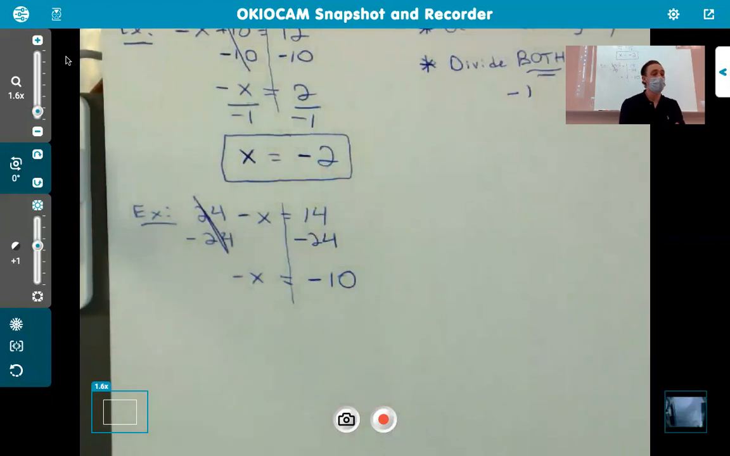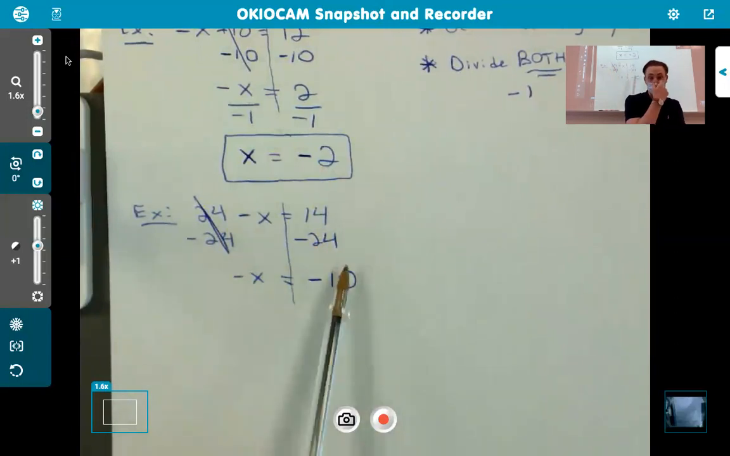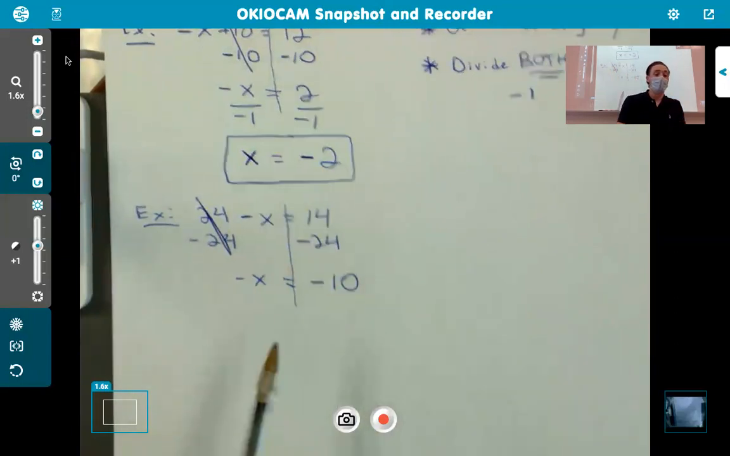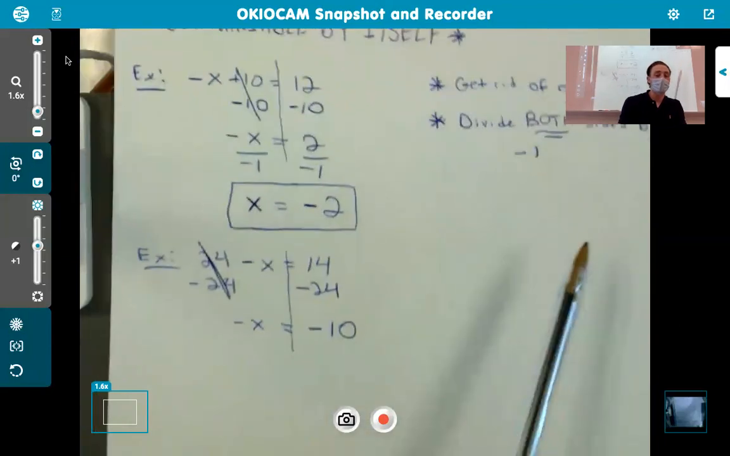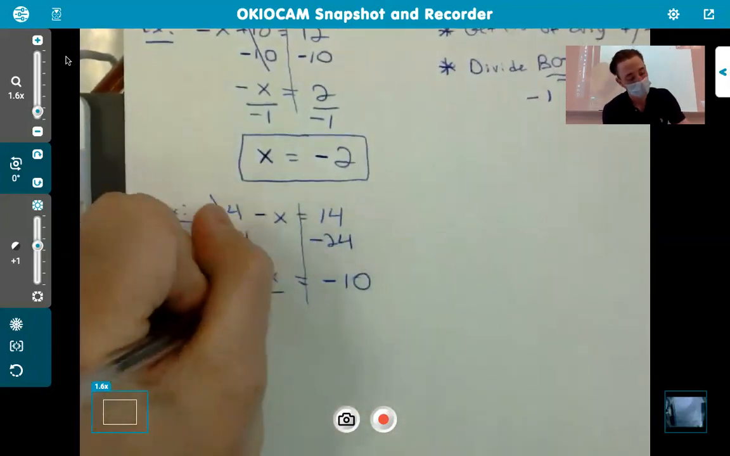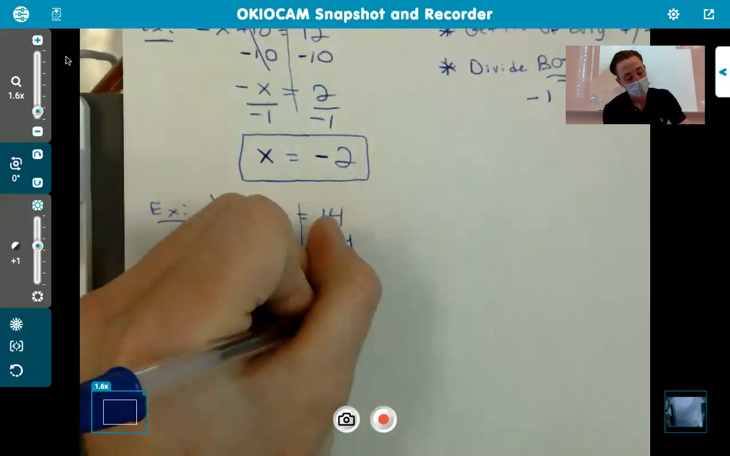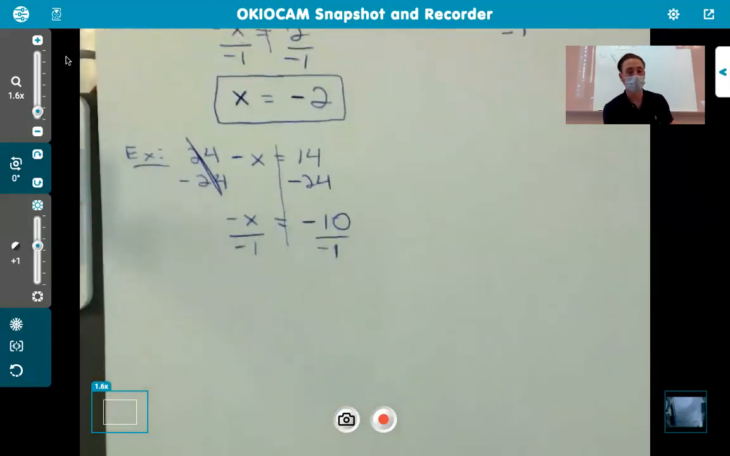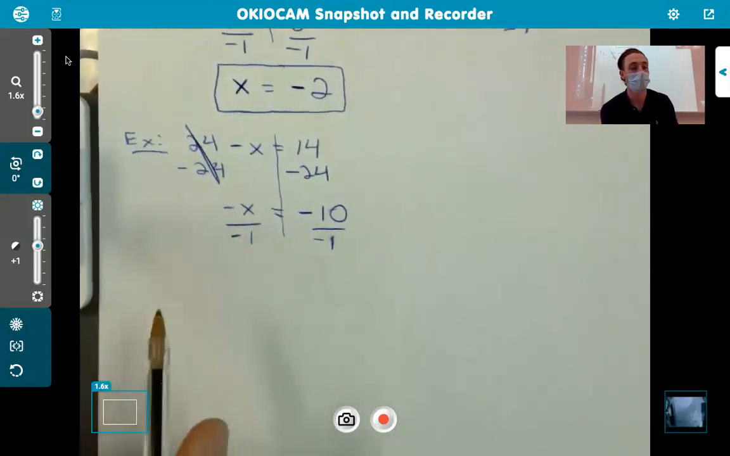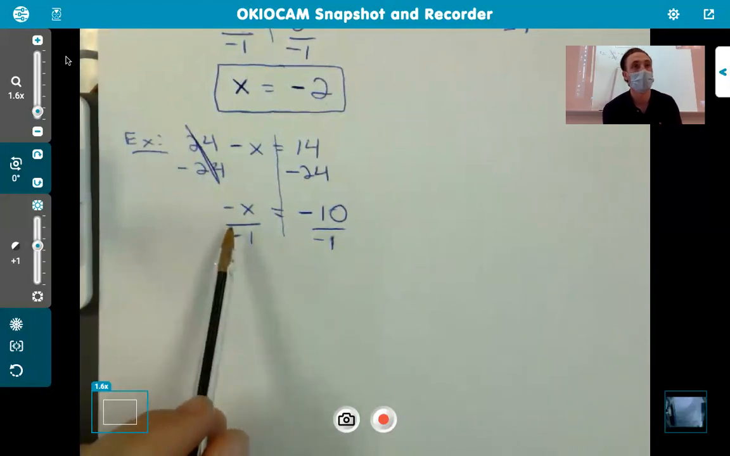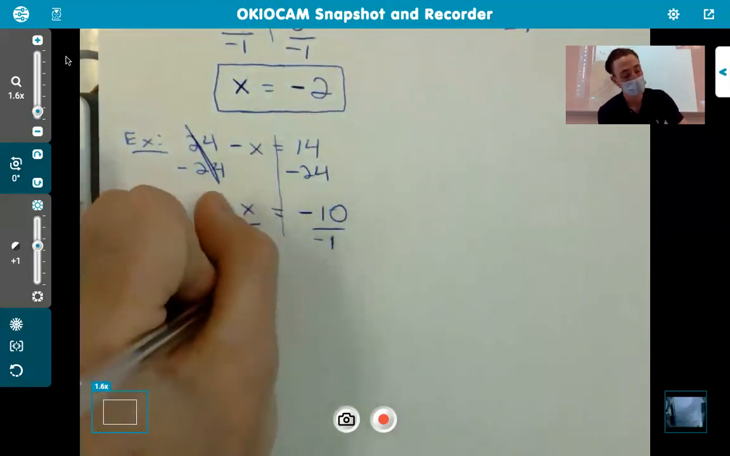Any questions so far? So you're just eliminating this on this side, but you have to take that and put it on the other side. Whatever you do on one side, you have to do on the other. Well, my second step is to divide both sides by -1. Anytime that I do that, right, negative x divided by -1, what's that going to leave me with? Just +1, right? So positive x.